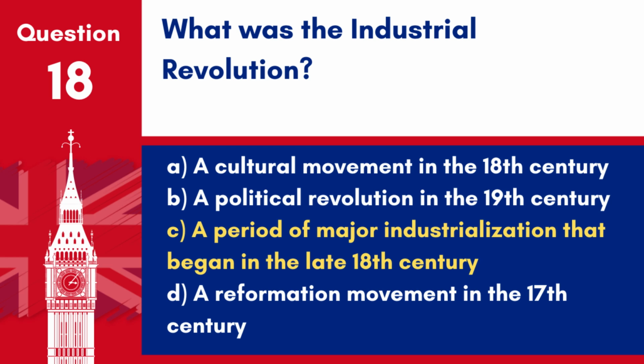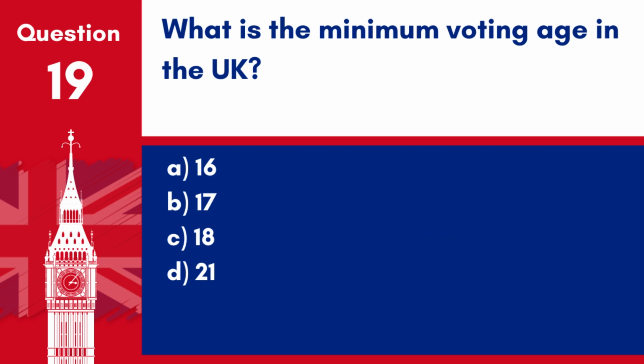Answer: C. A period of major industrialization that began in the late 18th century. The Industrial Revolution marked a major turning point in history, with significant advancements in manufacturing and technology that began in Britain. Question 19. What is the minimum voting age in the UK?